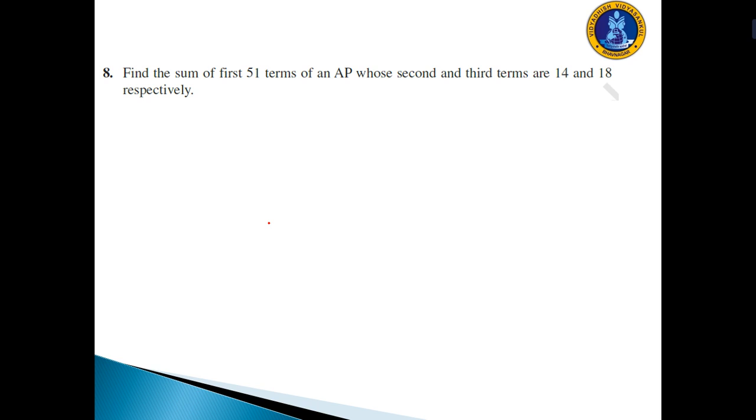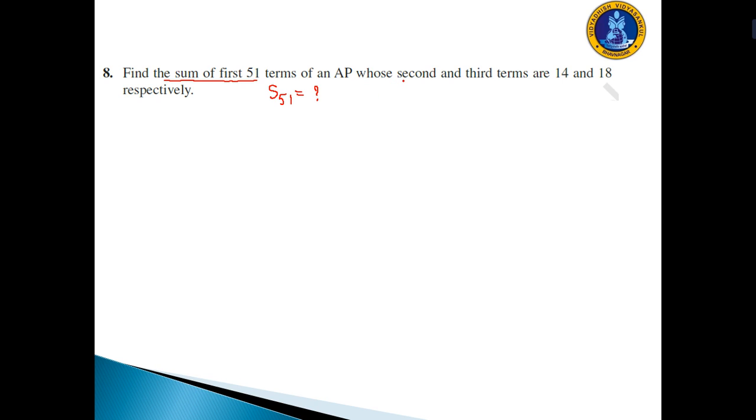Now we go for the next sum, that is 8. Already 5th, 6th, 7th we have completed. Find the sum of first 51 terms of an AP whose second term and third term are 14 and 18 respectively. So what do I have to find out? Sum of first 51 terms. So S51 is equal to dash, that we have to find out.